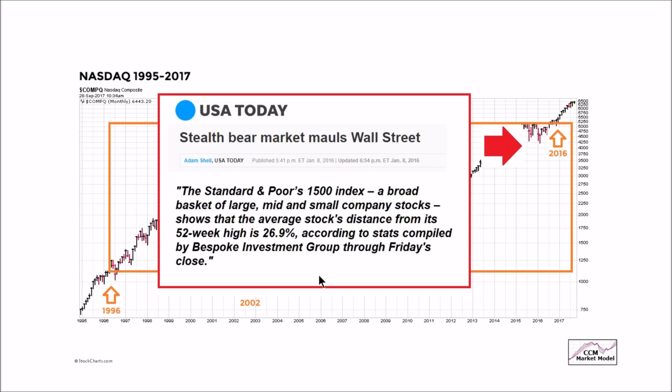We've covered this topic before, so we'll move quickly on this one. You're probably going to be hearing a lot in the coming days that this is the longest bull market in the history of mankind. Have to keep all of that in the proper context. USA Today, January 8th, 2016. The Standard & Poor's 1500 Index, a broad basket of large, mid, and small company stocks, shows that the average stock's distance from its 52-week high is 26.9%, meaning the average stock just had a bear market in 2016.